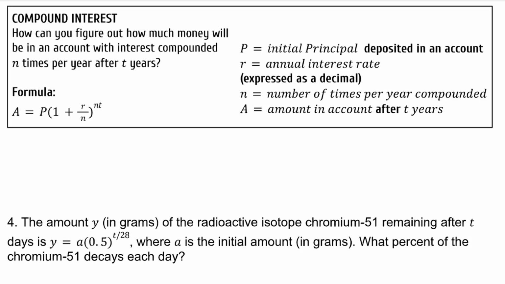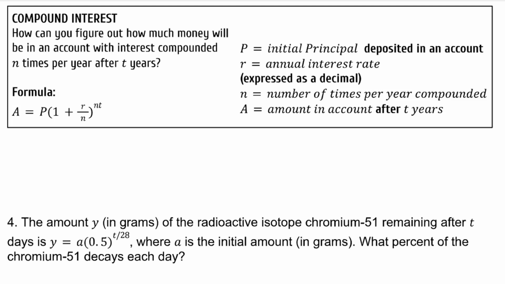P is the initial principal or amount deposited in an account. R is the annual interest rate expressed as a decimal. N is the number of times per year it is compounded, t is the number of years, and A is the amount in the account after t years.